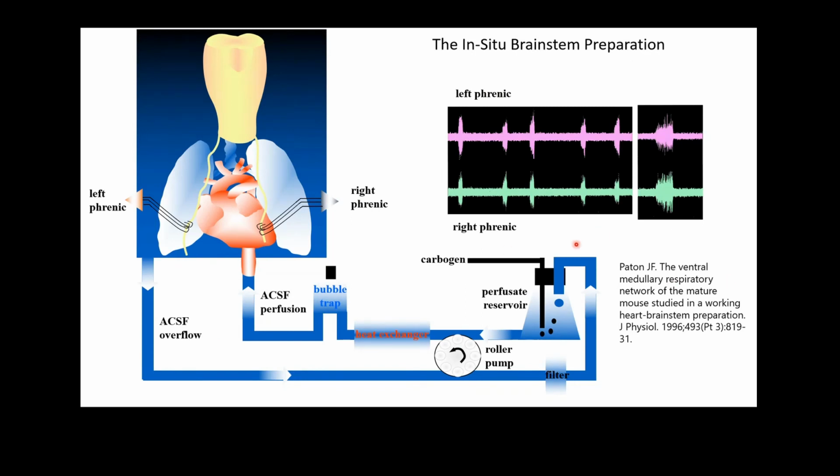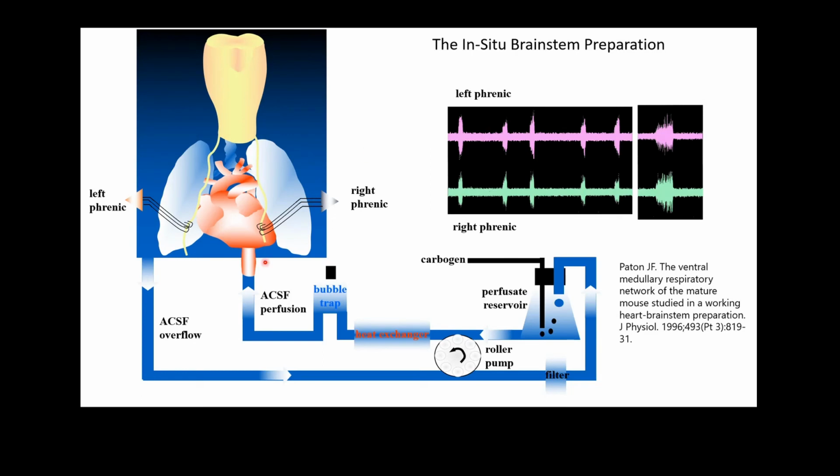Now, my good friend Julian Paton, working in Diethelm Richter's lab, came up with this preparation, it's called the in situ, or the working heart brainstem preparation, because you have decerebrated here and removed most of everything below the diaphragm and certainly above the cerebrum is gone. And if you cannulate and perfuse the descending aorta, and you perfuse it with an oxygenated artificial CSF, then the heart and the distribution of the arteries works to keep the brainstem perfused and alive.